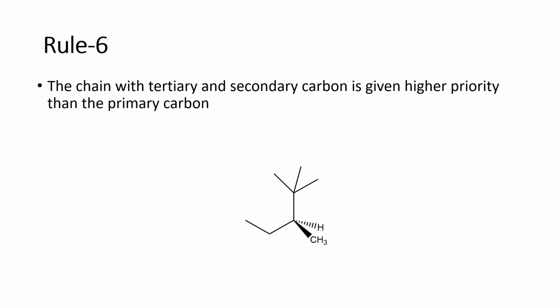So coming to rule number 6. Suppose the chiral center has secondary, tertiary and primary carbons. You give the priority to the tertiary, then secondary, then primary. Rule number 5 also states the same thing, so we are just moving to the next 1, 2, 3 and 4. So this 6th rule says that whenever there are tertiary, secondary and primary carbons attached to the chiral center, give the priority order as tertiary, then secondary, then primary.